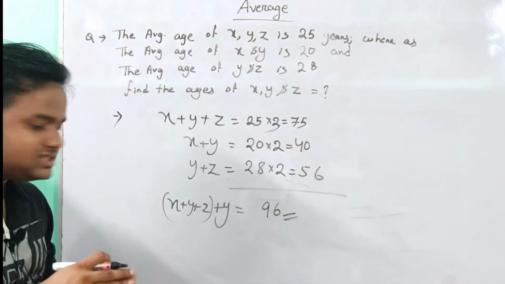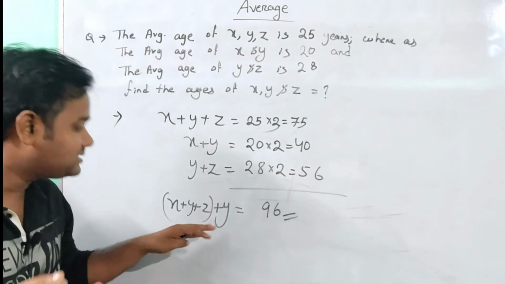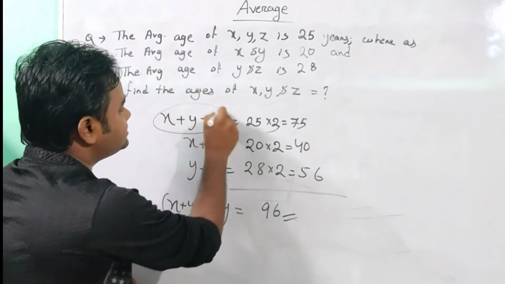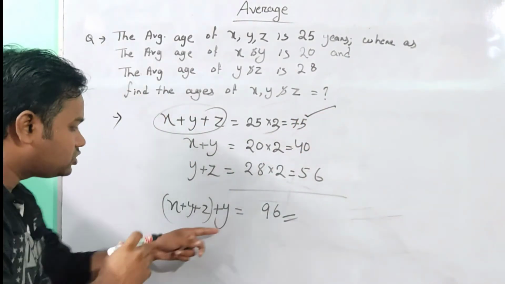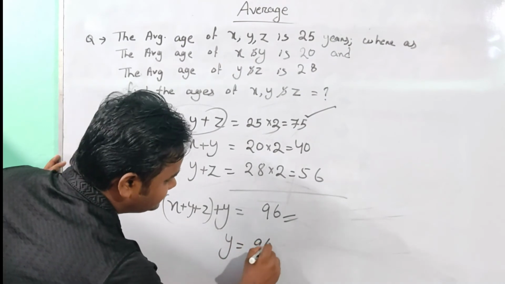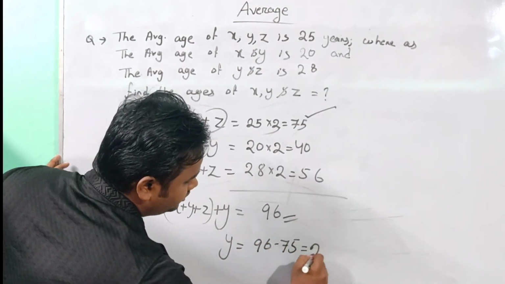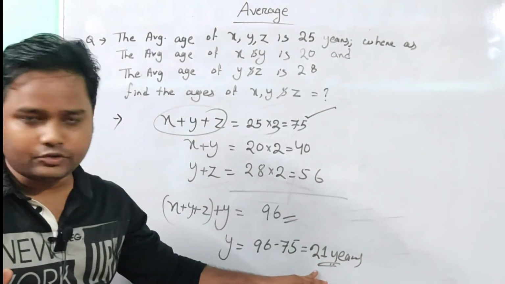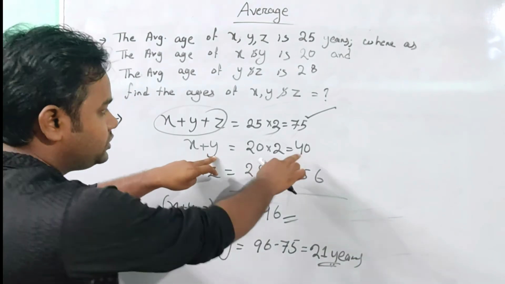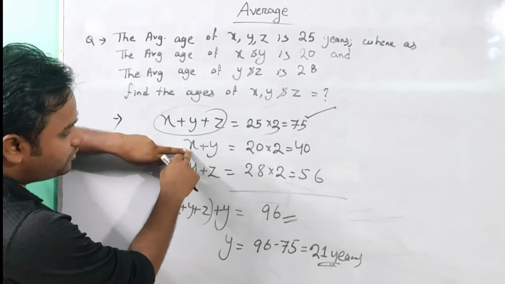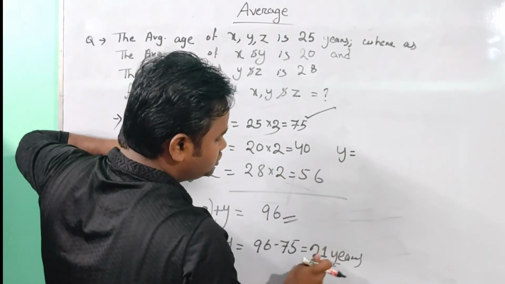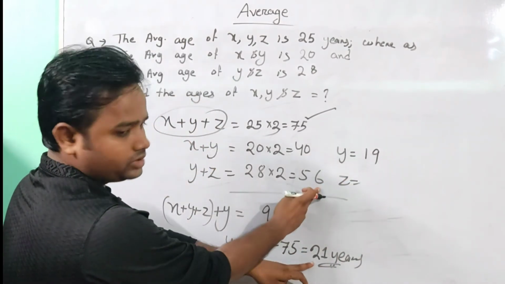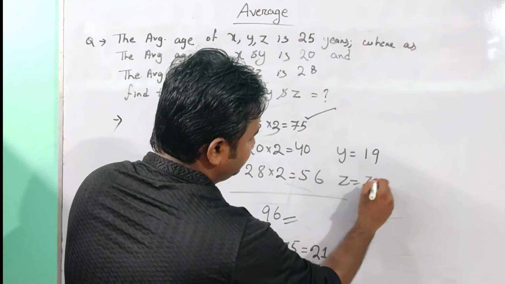That means the ages of x, y, z and one extra y will be 96, and in the previous it is given that x plus y plus z is equal to 75. So the value of y will be 96 minus 75, which is equal to 21 years. So the value of y is 21. If I put this y value in this equation, the value of x will be 40 minus 21, which is equal to 19 years, and the value of z will be 56 minus 21, which is equal to 35 years.